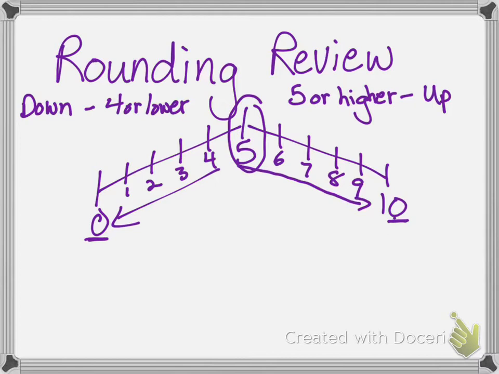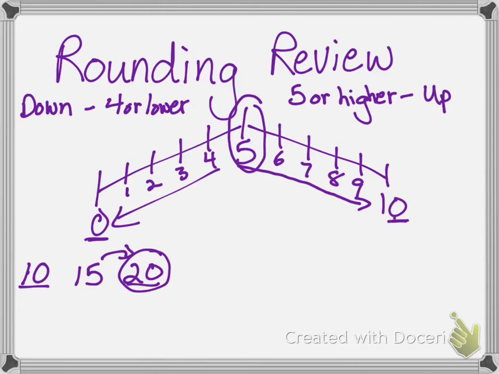Okay, so if I have the number 15, the 5 tells me to round up. My choices are 10 or 20, right? Because I want those 0 choices on each side, lower and higher. The 5 tells me to round up, so 15 would be closer to 20.